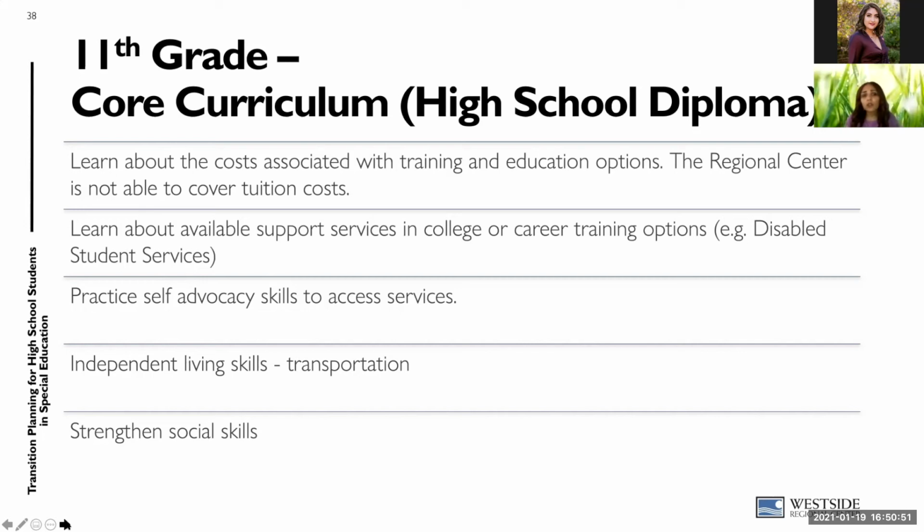Learning about the costs associated with the training and education options is also very important. A regional center is not going to be able to support or pay for those costs. So what are the available resources? Financial aid, what are the requirements? What forms need to be filled out? All those questions should be answered by the school counselor. That is why it's important to invite the counselor into the IEP meeting.